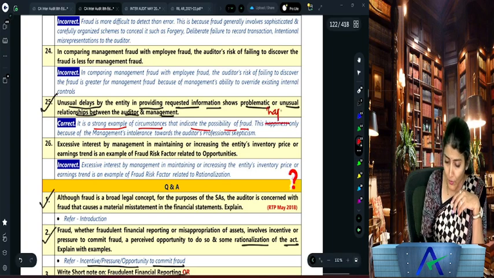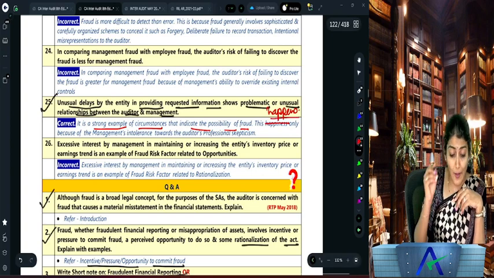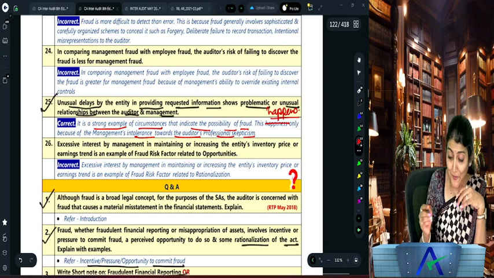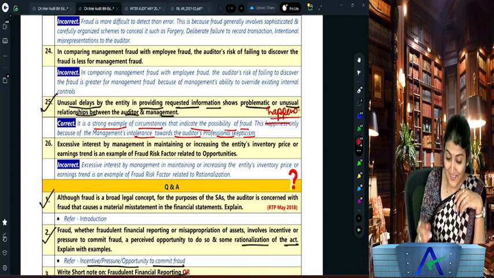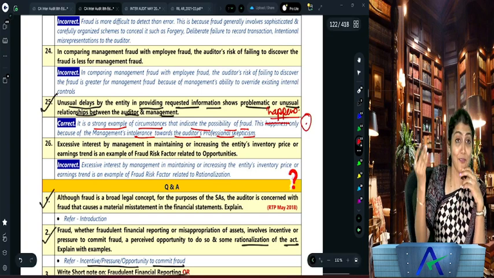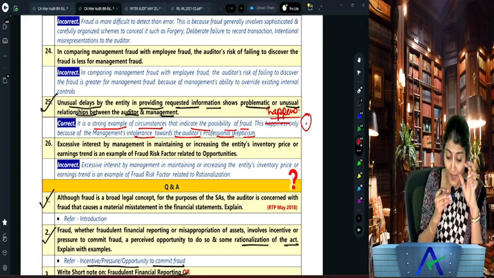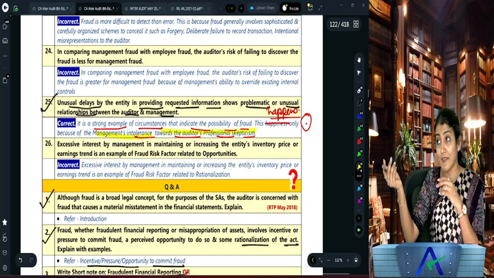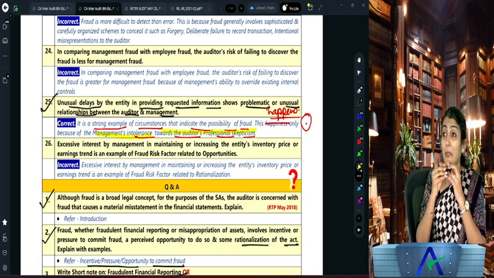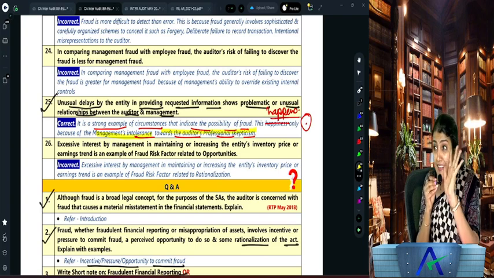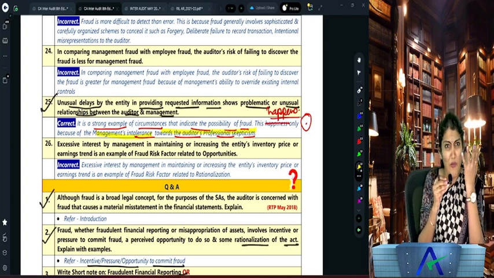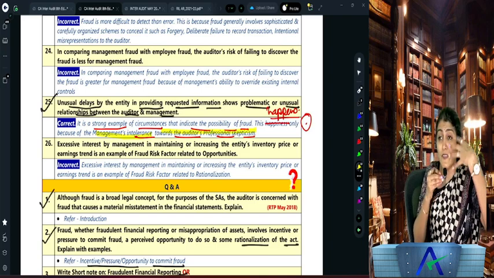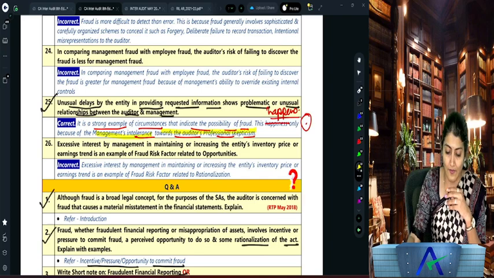Now this happens only because of the management's intolerance towards the auditor's professional skepticism. Look at the beautiful language over there. The management is getting irritated: auditor, how many questions are you asking? Your management is having intolerance towards the attitude of professional skepticism of the auditor.